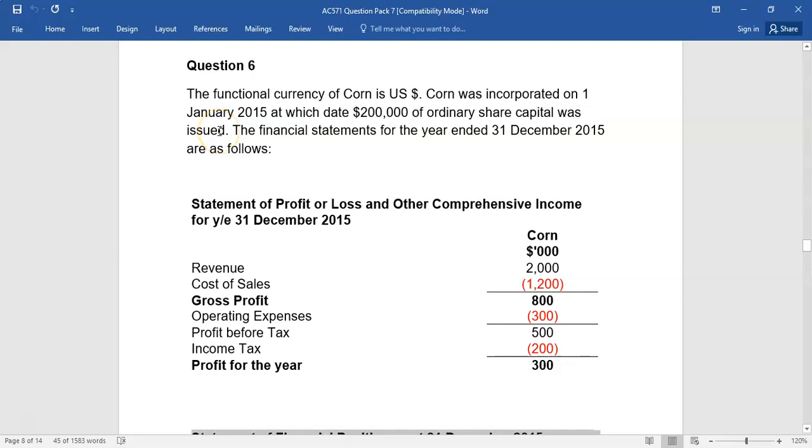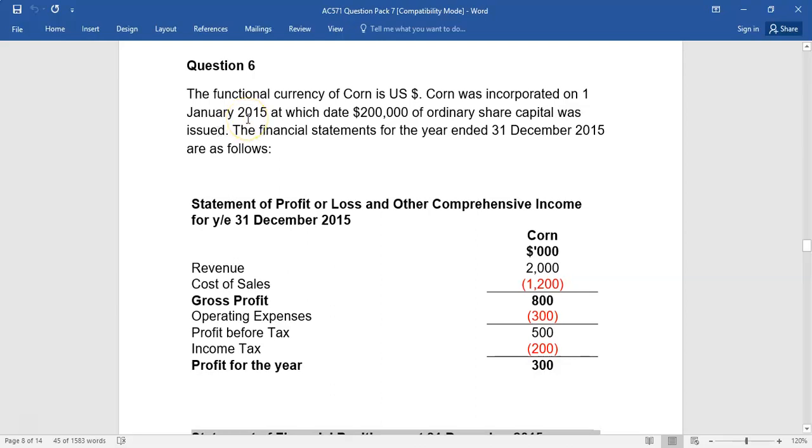In this recording, we're going to look at question 6 in your pack. Look at particularly just an introduction to the translation of a foreign operation. In particular here, we're looking at a foreign subsidiary. So we're really only looking here at FX difference 1 and 2. We're not going to worry about goodwill. We're not going to worry about fair value adjustment. We'll deal with them in subsequent questions.